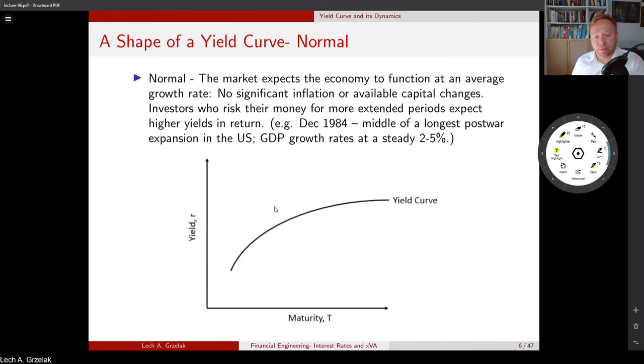Of course, central banks, if they don't see this kind of shape, would like to impose it, and they can impose it by basically lowering yields. So if you have a flat curve, say like this, central banks could try to pinpoint this point here lower in order to enforce this kind of behavior of the yield curve.